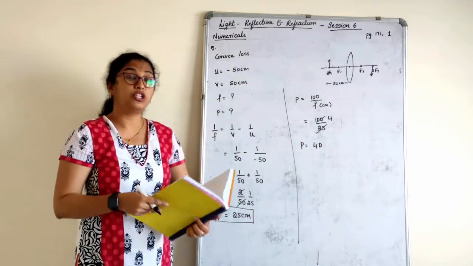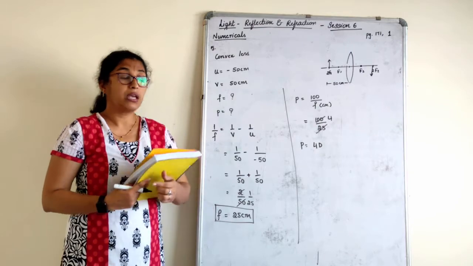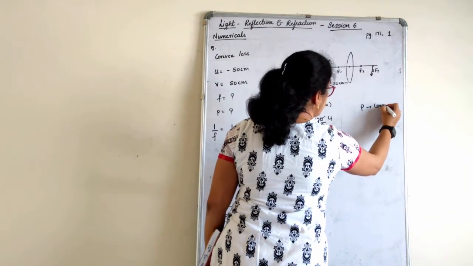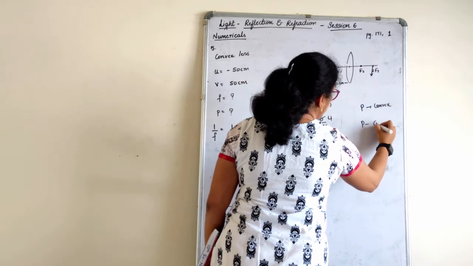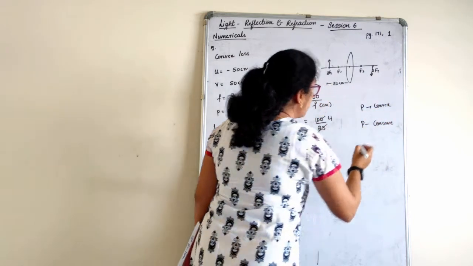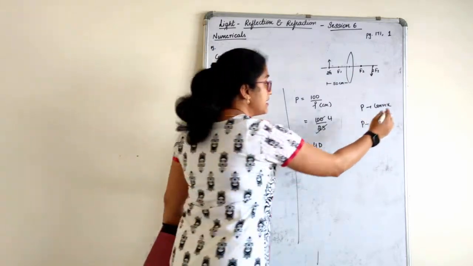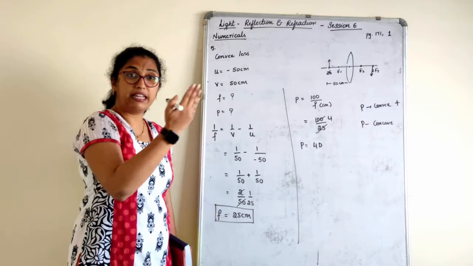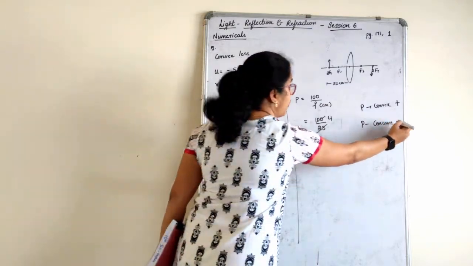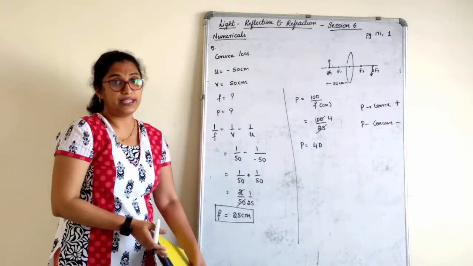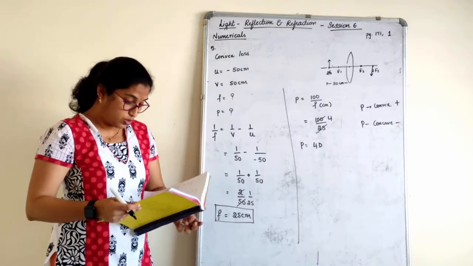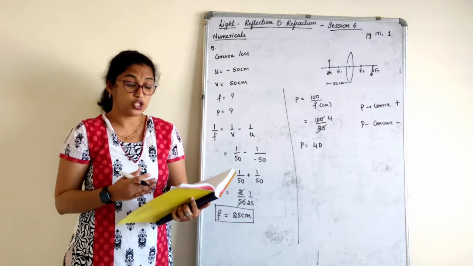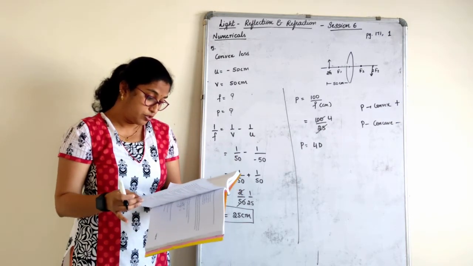I forgot to mention one thing while teaching power: power for convex lens and power for concave lens. If you are using a convex lens, the power is positive. Why? The focus is positive. If you are using a concave lens, this side of focus is used, so the focus is negative. Right? We'll move to the next one. Sometimes along with this, they also ask you to draw the ray diagram. We have such numericals further. Let's go to the next one.